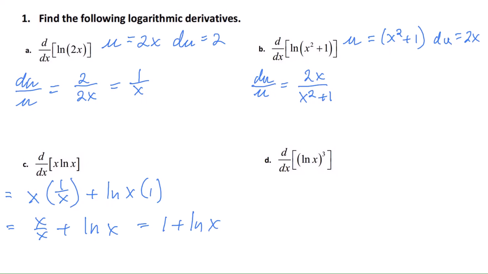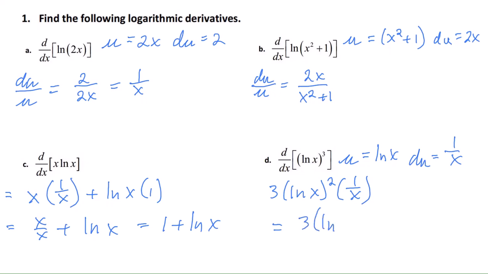Looking at d, another chain rule. I'm going to let u stand for the natural log of x, which means du is just 1 over x. Now think about that. If u is the natural log of x, the derivative of that is 1 over x. All right, we're good so far. Now what? I apply the product rule. And just kind of change the form a little bit there.